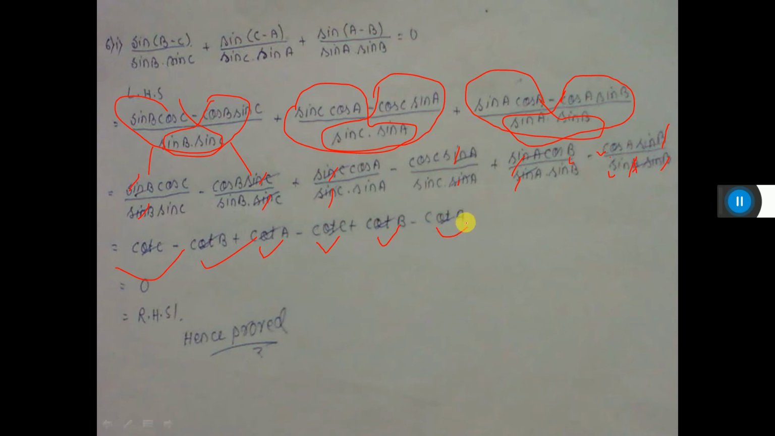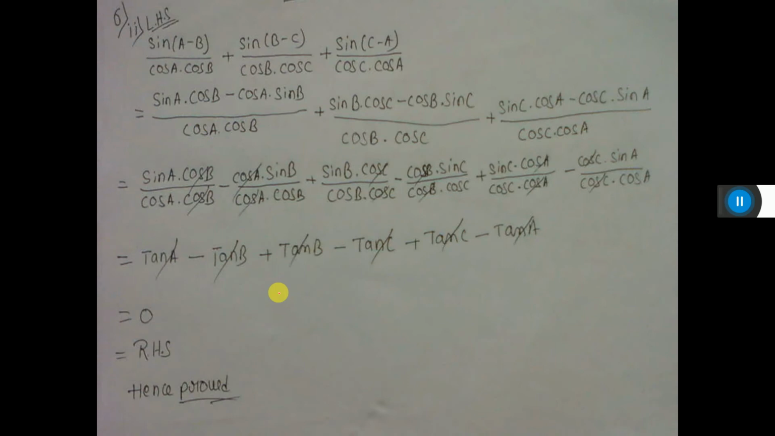So this cot a and this cot a cancel, cot b plus cot b minus also cancel, and cot c plus cot c minus also cancel, so 0. So that is equal to the right hand side, it is proved.